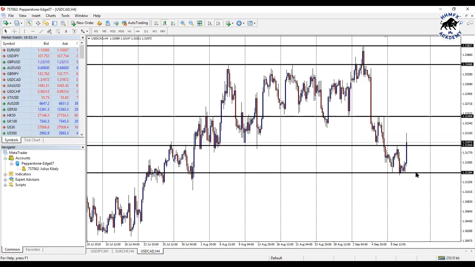You have drawn support here. This is your resistance. But because the market has already crossed it, this one becomes support, and this one is your next resistance. Now, if you want to trade USD CAD at this moment, just by using support and resistance, what will you do? Where will be your entry?